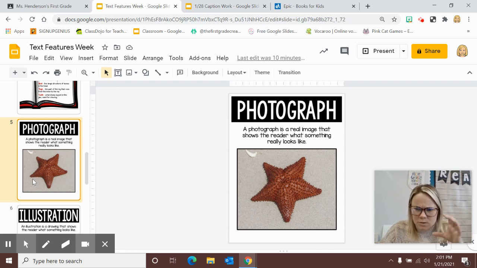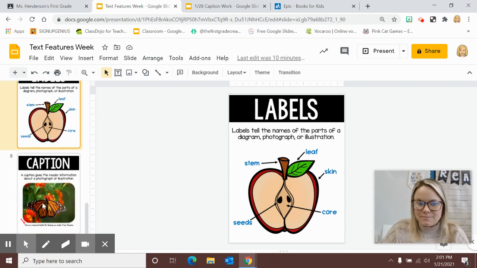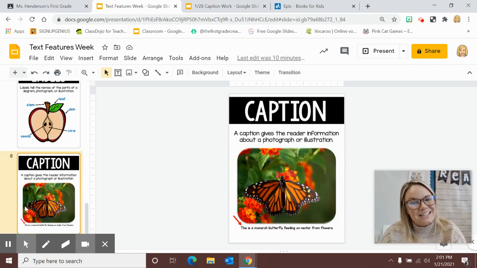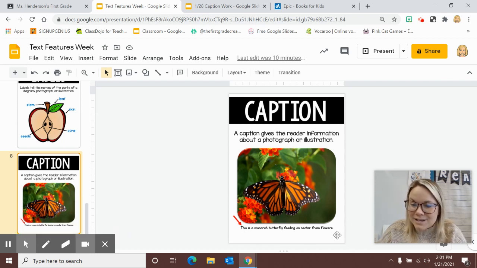Really zoom in on those photographs with your brain and think, do any of them have labels? Remember, the labels are important. Do not skip over those. Read all of the labels. Last but not least is our caption. The caption is below a picture and it tells you what the picture is about.